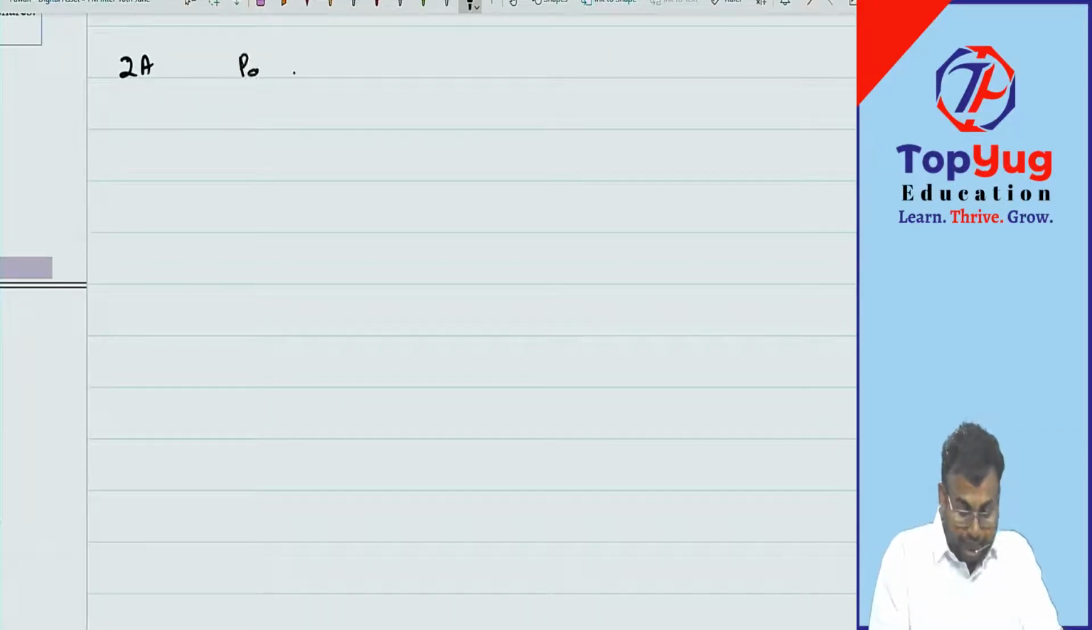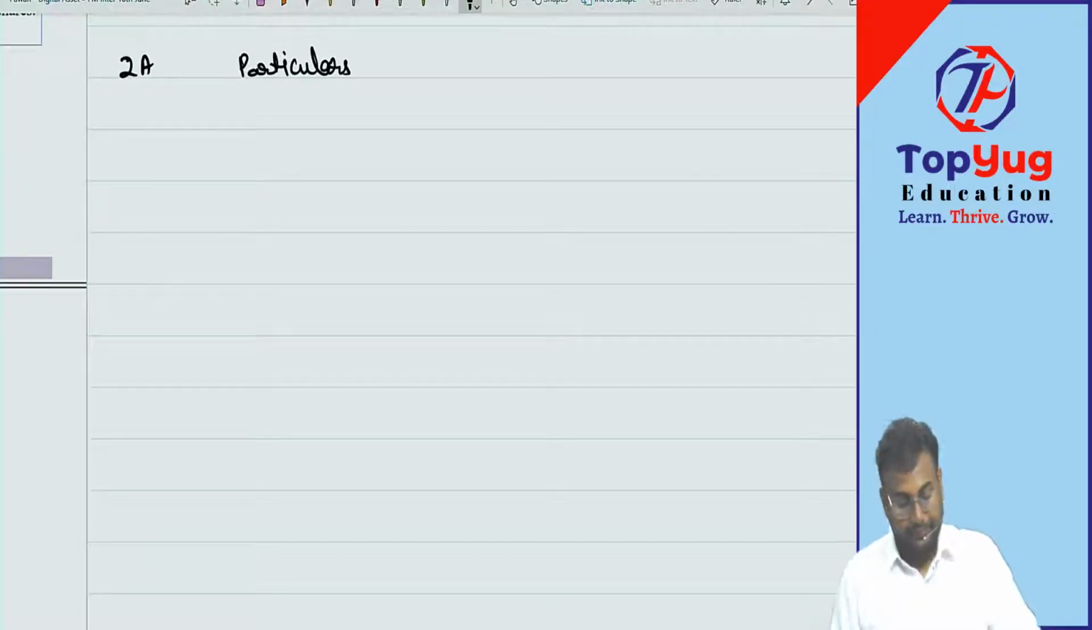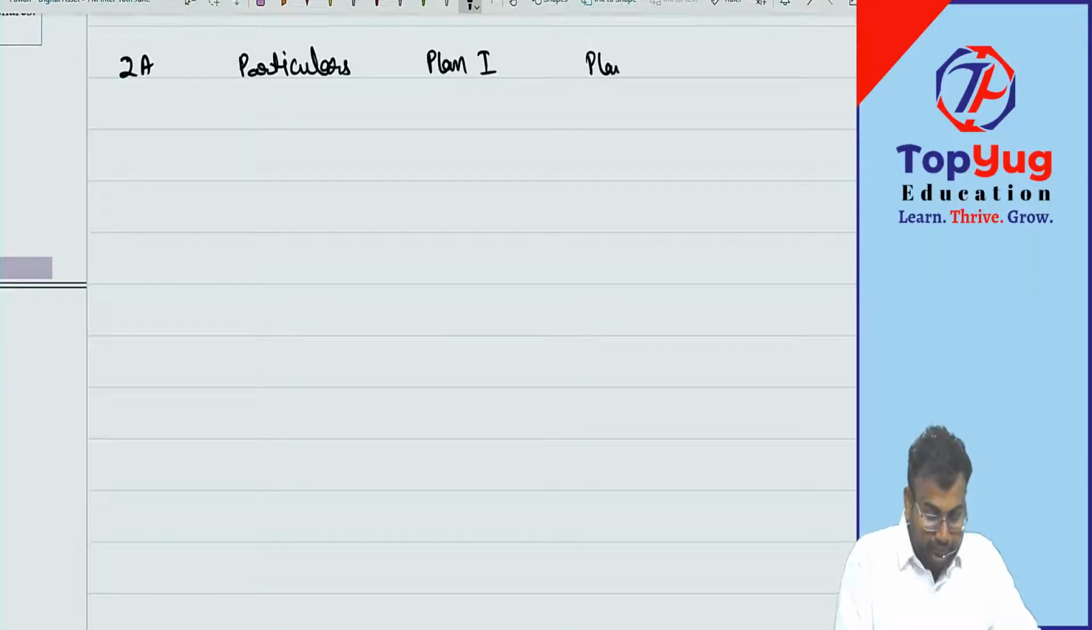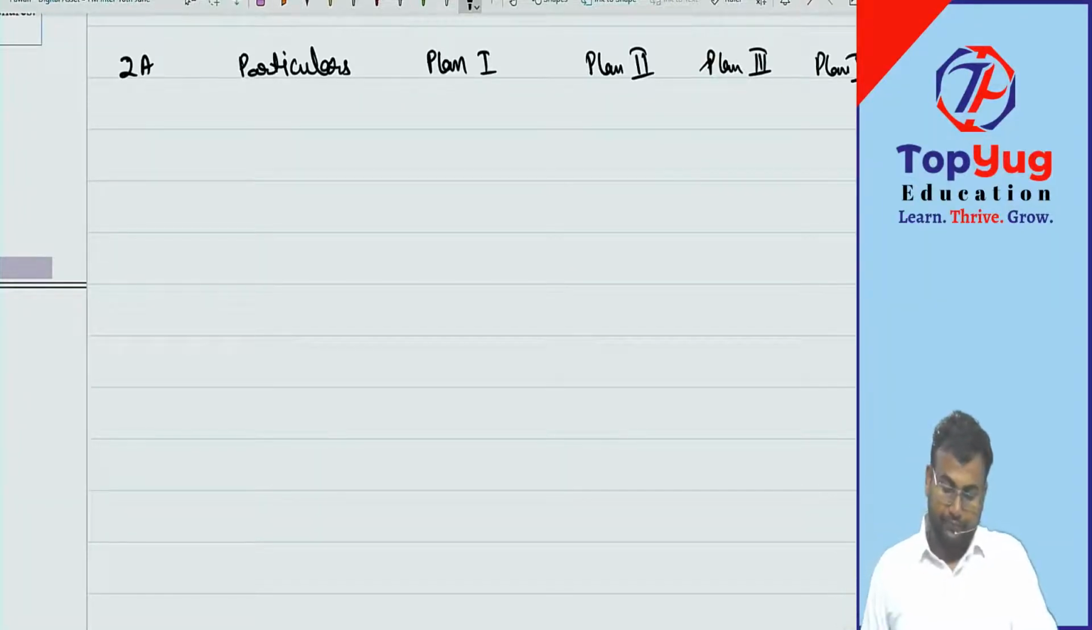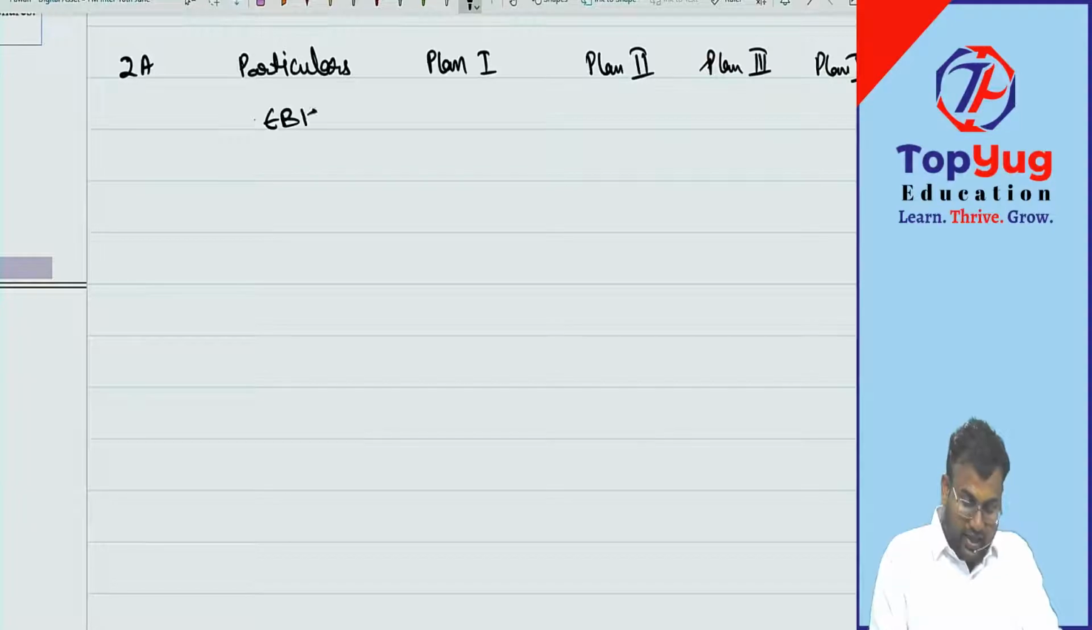2A. Particulars, plan 1, plan 2, plan 3, plan 4, right? EBIT minus interest.